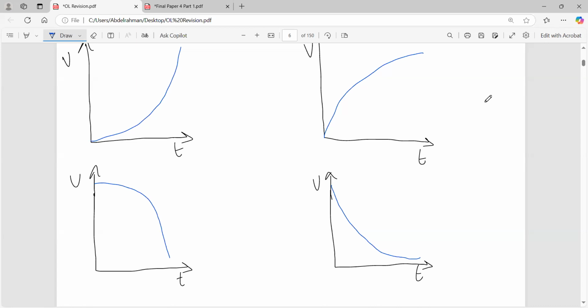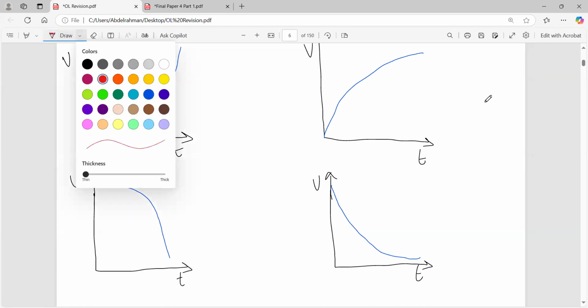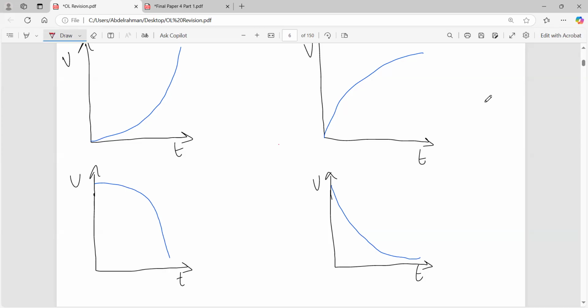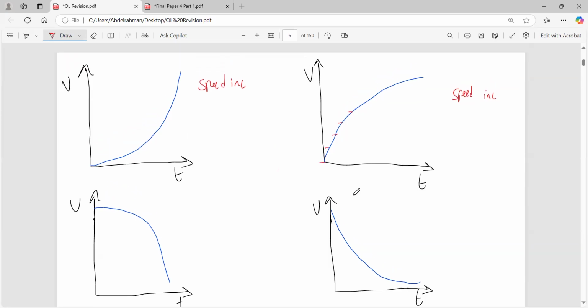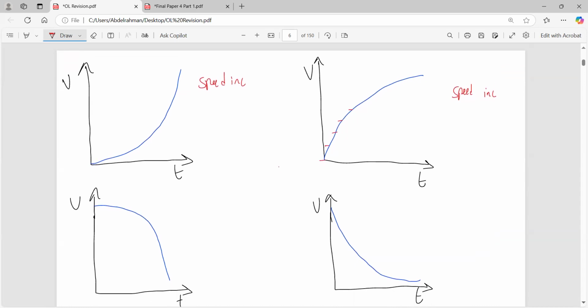How can I determine? Using my eyes. The first 2, what's happening to the speed is increasing. So here the first one, speed increases. Right? Here the speed increases. But Mister, here the speed is not increasing, it's decreasing. No, the speed is increasing. How do you know? Initially it was 0, then it's 10, 15, 20, 25, whatever. So what's happening to speed? The speed is increasing. The values on the y-axis are increasing. Whenever the values on the y-axis keep on increasing, this means that the speed is increasing. So for these two graphs, the speed is increasing.